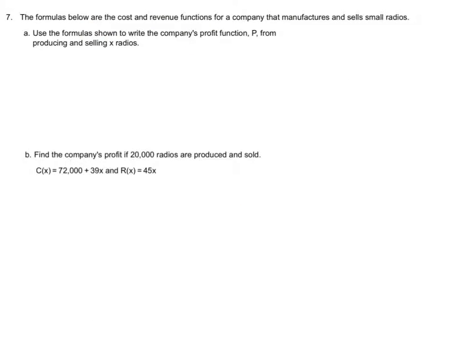The formulas below are the cost and revenue functions for a company that manufactures and sells small radios. Part A, use the formulas shown to write the company's profit function P from producing and selling X radios. The problem gives us the formula or the functions for cost and revenue. The profit is P of X equals R of X minus C of X.